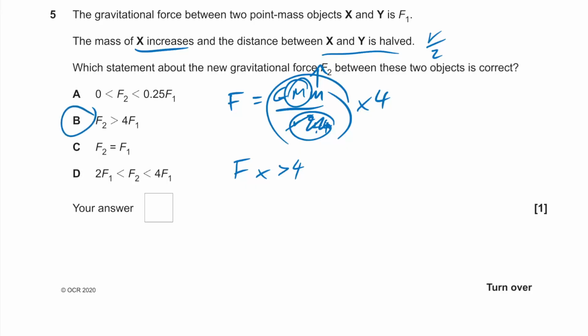It's times by 4 because we have that half distance, but it's getting even bigger because of that bigger mass as well. We know they're not going to be equal. A, we can see that no, it's not going to be smaller. And again, it's got to be bigger than 4F. So there we go. Our answer is B.